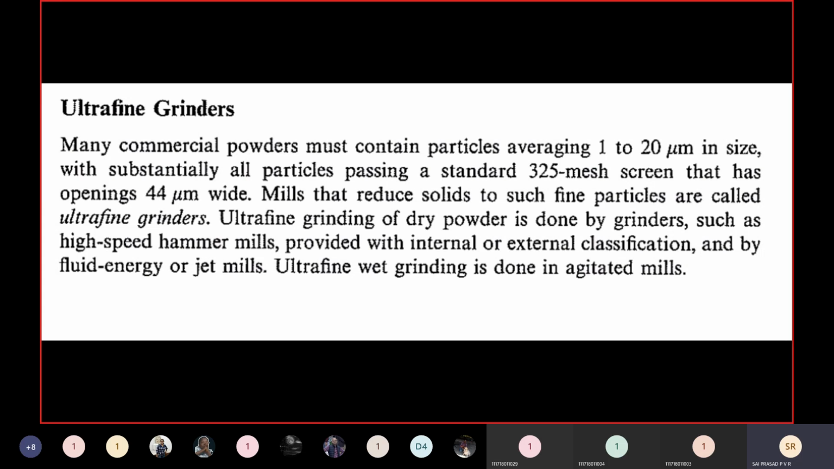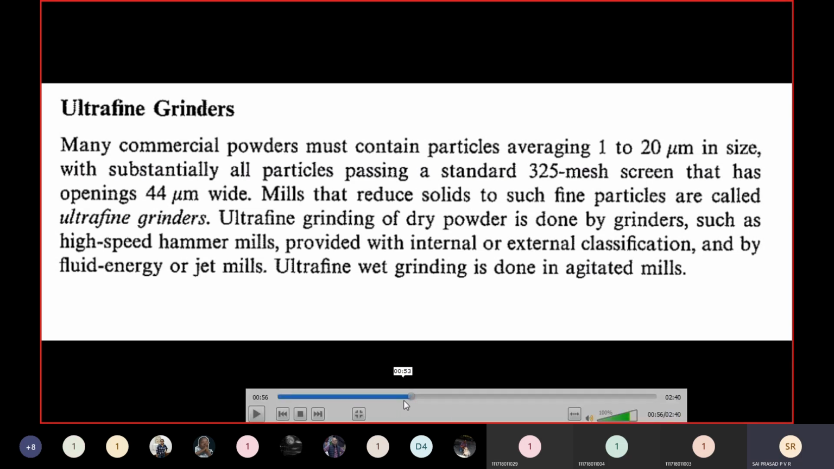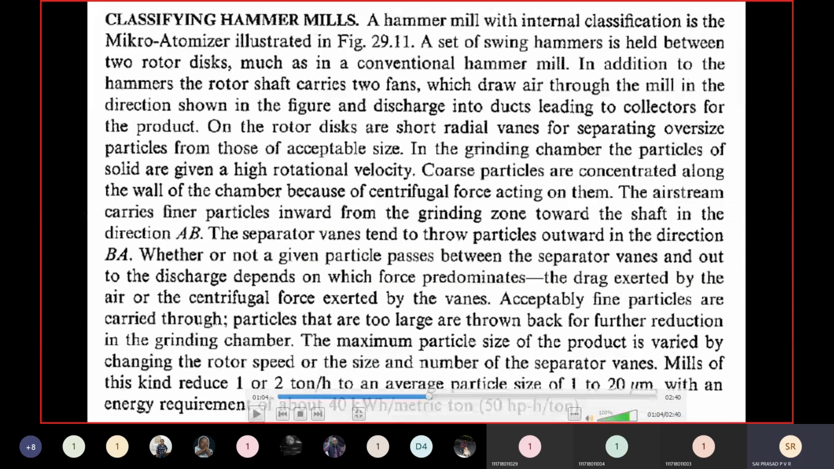And fluid energy or jet mills. Ultrafine wet grinding is done in agitated mills, which we'll see after some time. So whatever microatomizer we have seen now, that is the example of this one. Classifying hammer mills: a hammer mill with internal classification, the microatomizer, which we have seen just now.